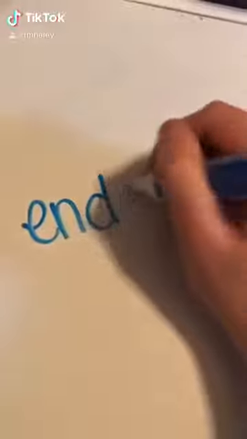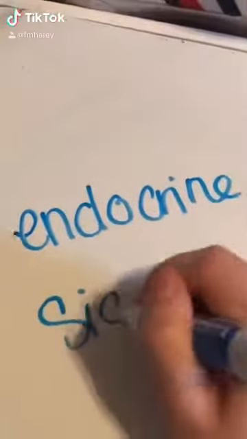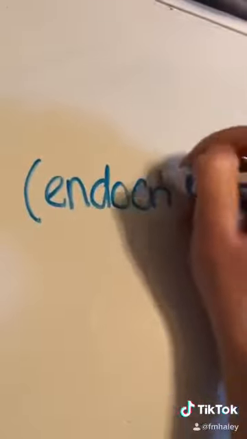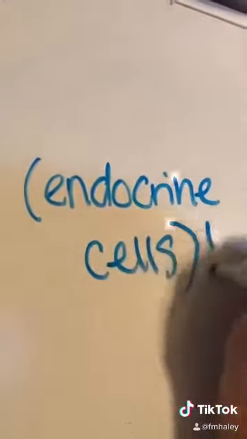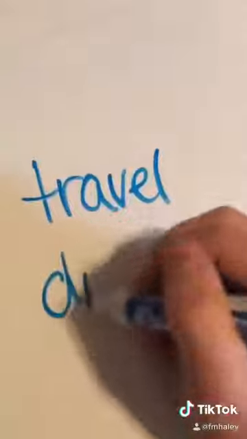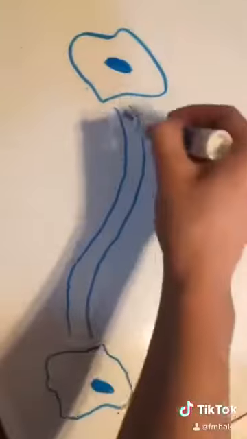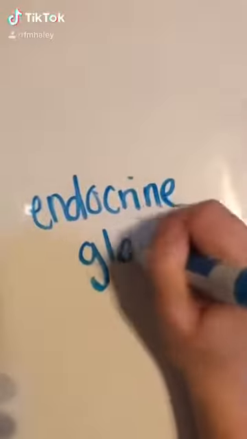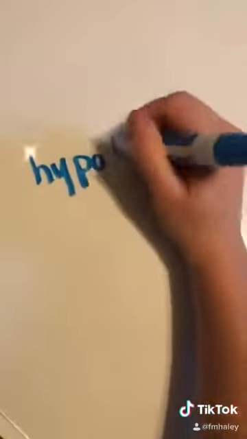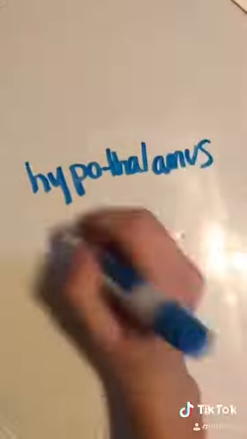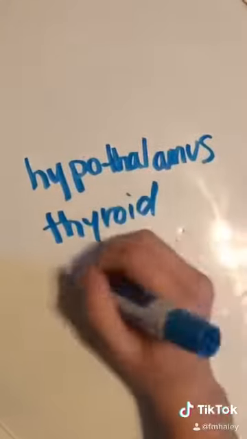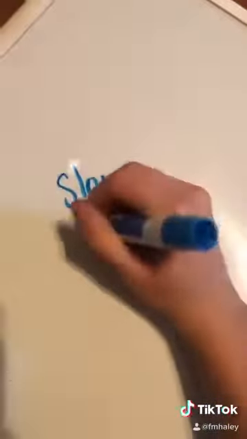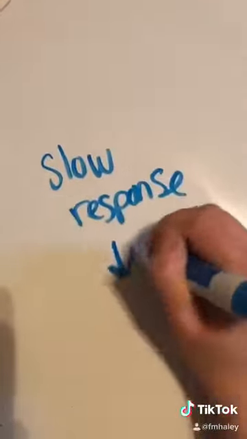The fourth and final kind of cell signaling is called endocrine signaling. With endocrine signaling, endocrine cells communicate from a signaling cell to a target cell through long distances such as the bloodstream. Endocrine cells that produce endocrine signaling originate in endocrine glands. Examples of these glands include the hypothalamus, the thyroid gland, and the pituitary gland. While these signals have a slow response, they often last longer.